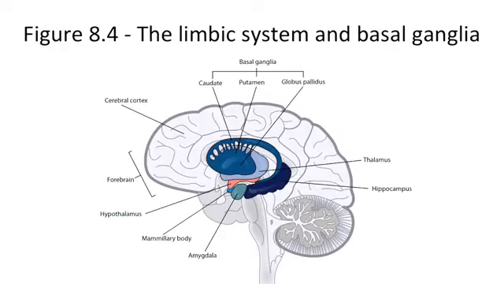This is figure 8.4 from your text, which is a lateral view of the limbic system and the basal ganglia. This figure is especially helpful in viewing some of the structures of the limbic system. The limbic system includes many structures, including the hippocampus, the amygdala, the mammillary bodies, the fornix, the cingulate gyrus, and others. However, for step 1, it's most important to be familiar with the hippocampus, the amygdala, and the mammillary bodies.